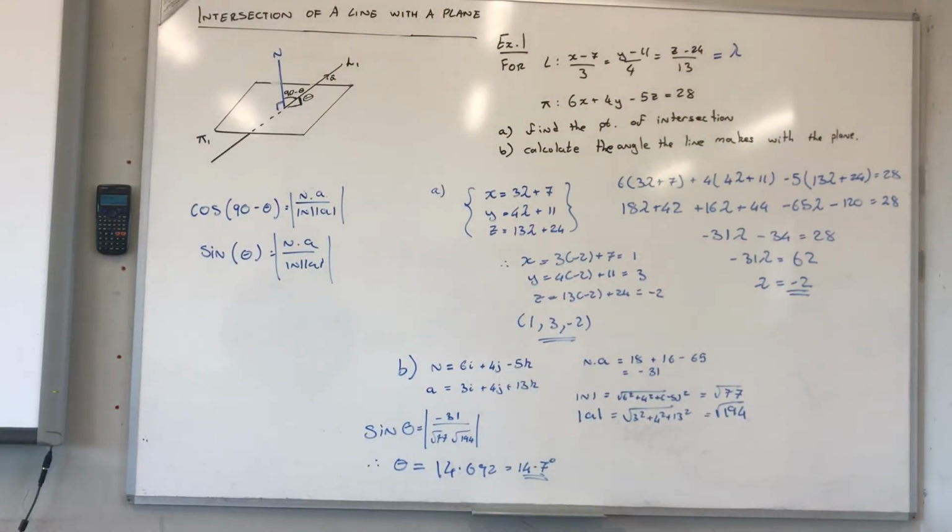Then I just found the scalar product. So 6 times 3 plus 4 times 4 plus -5 times 13, which I actually did in the first section anyway. Then I found the magnitudes of them and substituted them into the formula, giving me 14.7. Yes, it's negative, but it's the modulus, so when I put it into the calculator, I just ignored the -31 and made it +31. And then I got that answer, 14.7. So that is the intersection of a line with a plane.